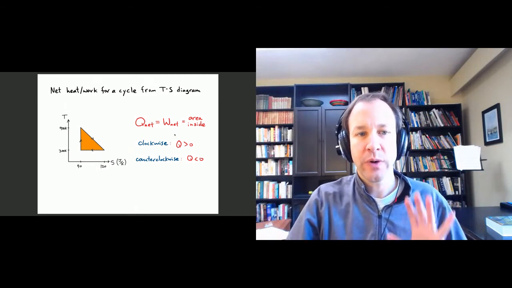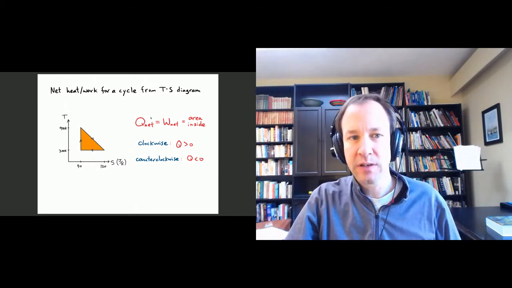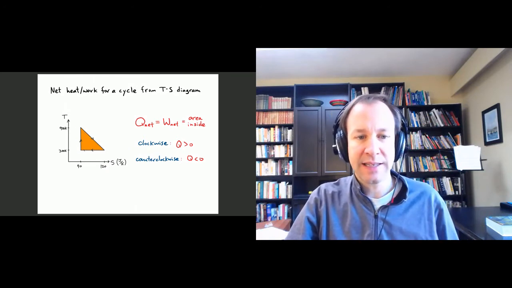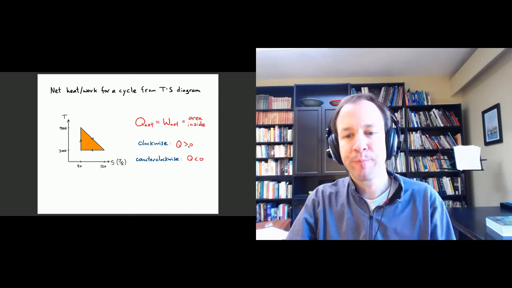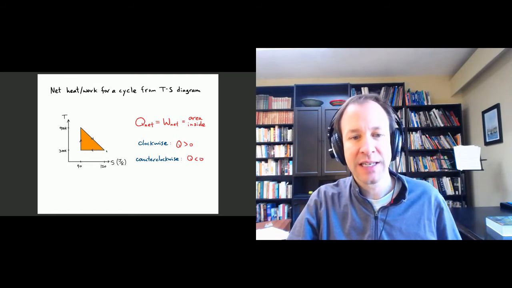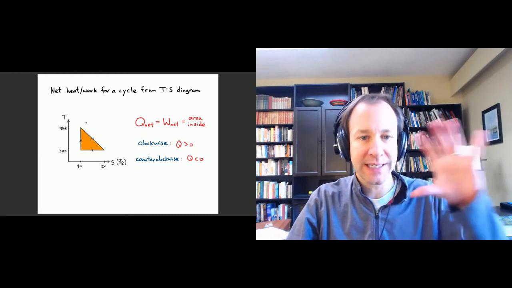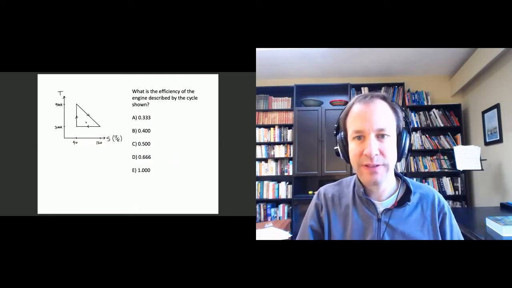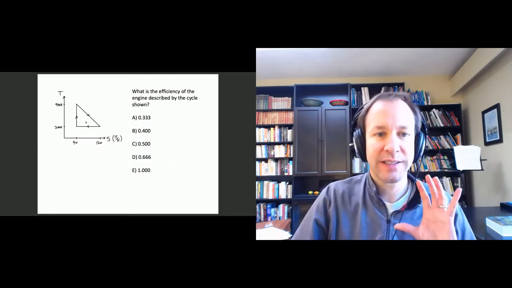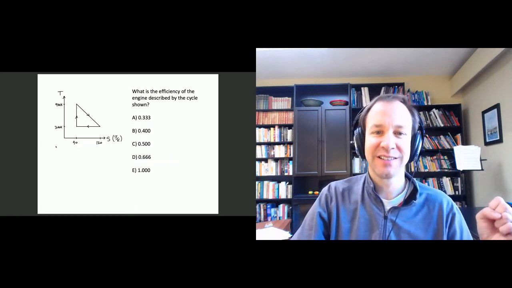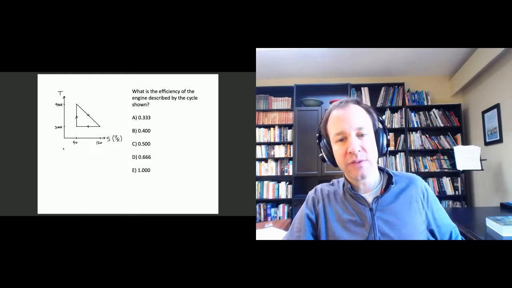Okay, so what we just learned is that the net work or the net heat for any cycle is going to be the area inside the curve. It's positive if the cycle is traversed in the clockwise direction. If you have a counterclockwise section, we're going to get a negative result. Okay, and now we can make use of this idea in order to very efficiently calculate the efficiency of an engine cycle. So have a go at this one.